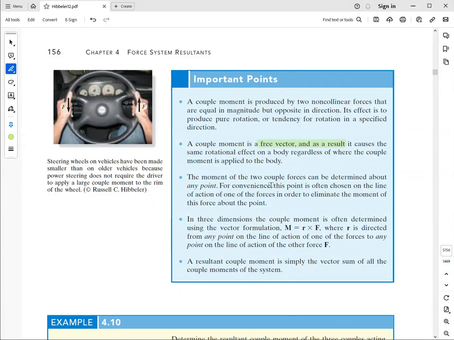All right, the moment of the two coupled forces can be determined about any point, since it's a free vector. And we can choose that point somewhere along the line of action of one of the forces. But again, the forces that make the couple have no net effect because they are equal and opposing.